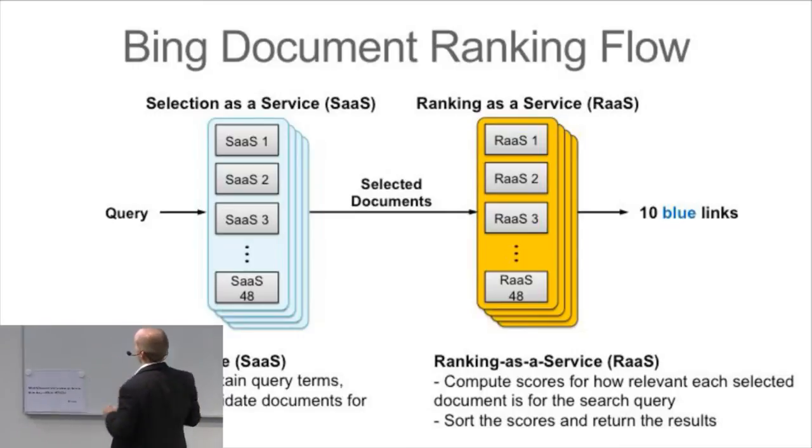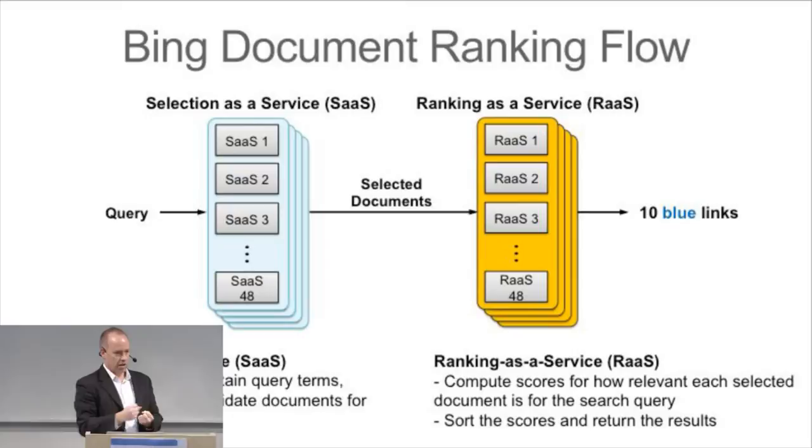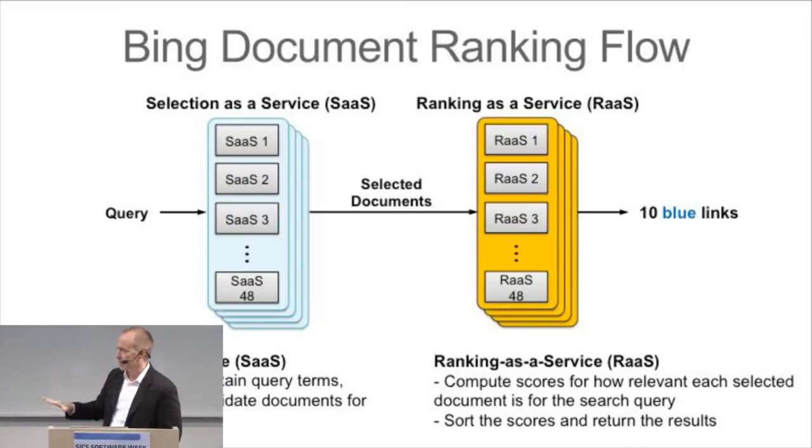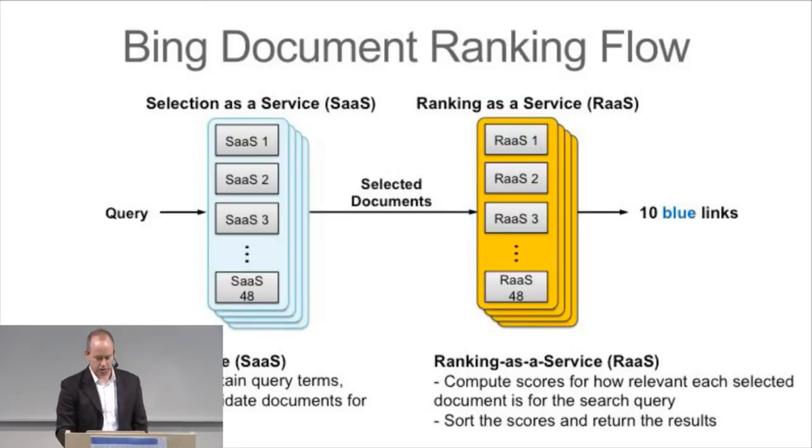And so selection will get the query in, will produce a set of documents, it'll send those documents over to ranking, which will pull the documents off of their solid state disks and compute the scores. And it's ranking that we actually ported to this FPGA fabric as a first example of how you might specialize workloads with logic in the cloud.